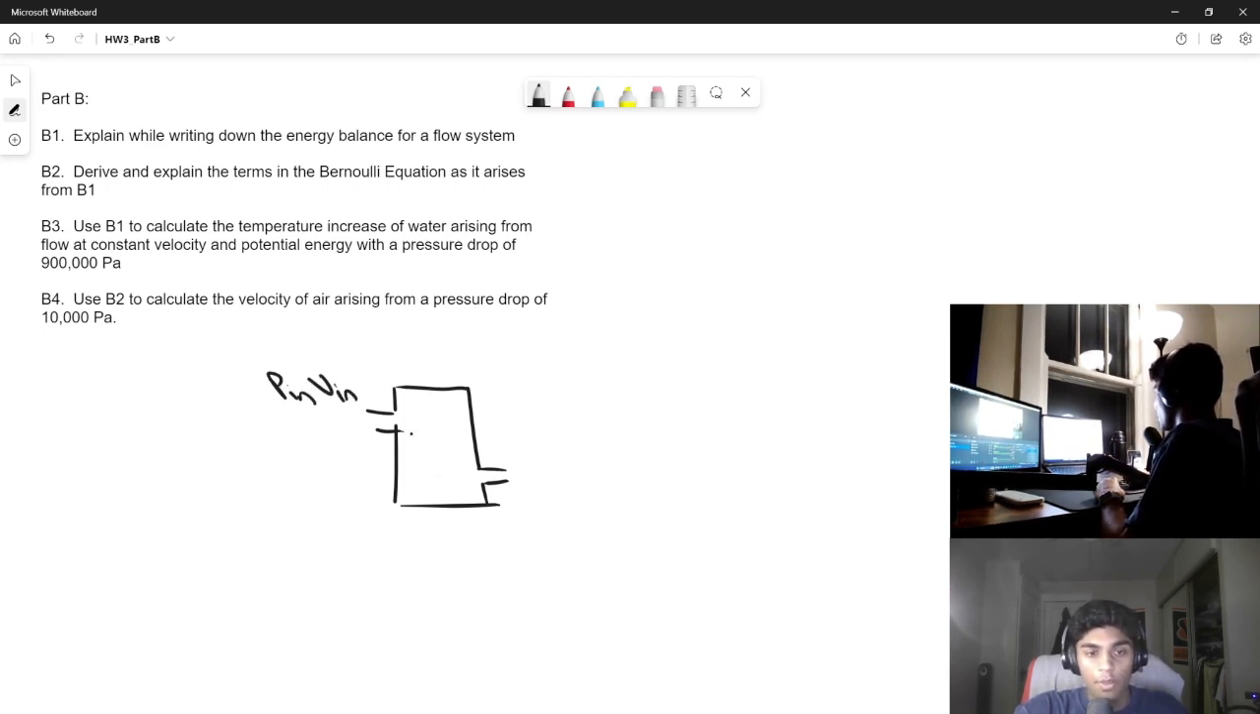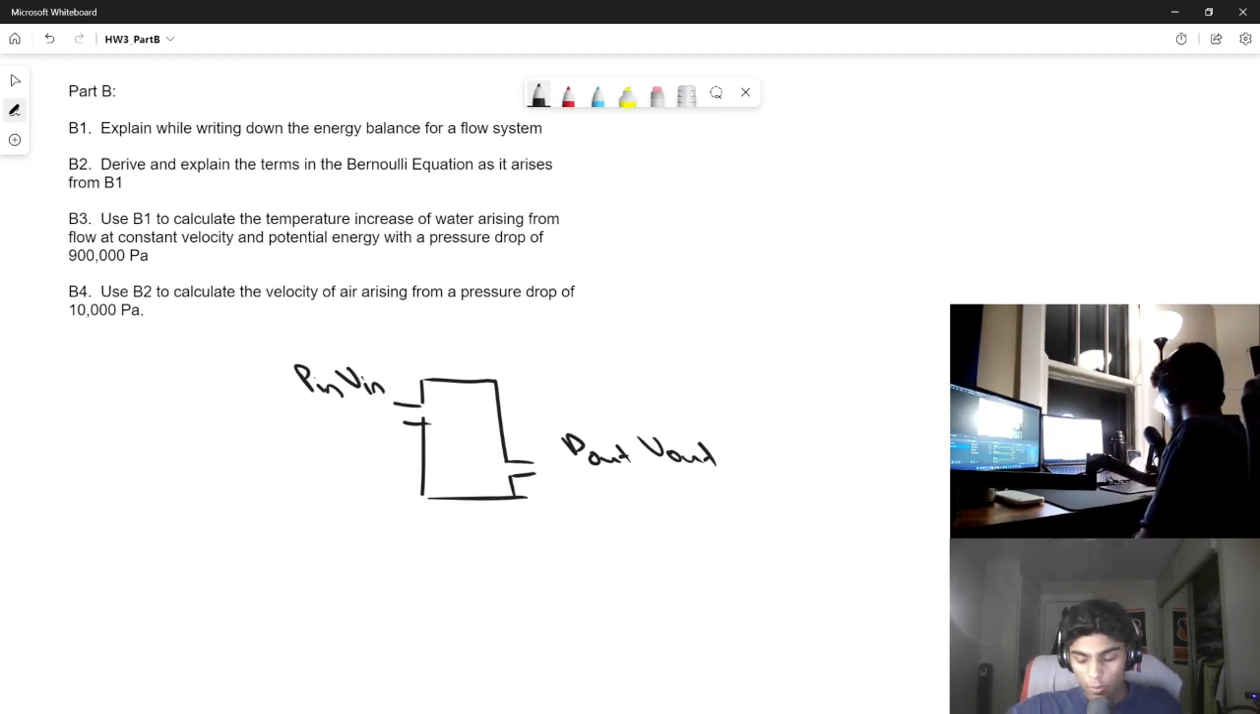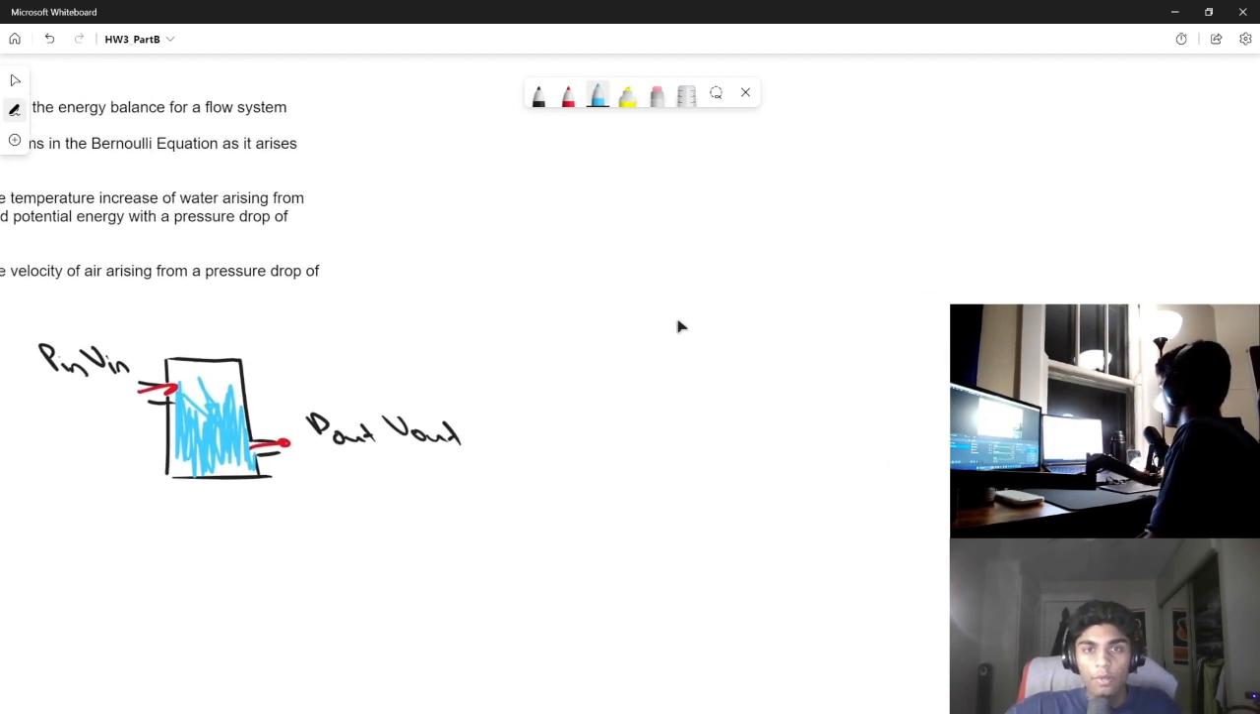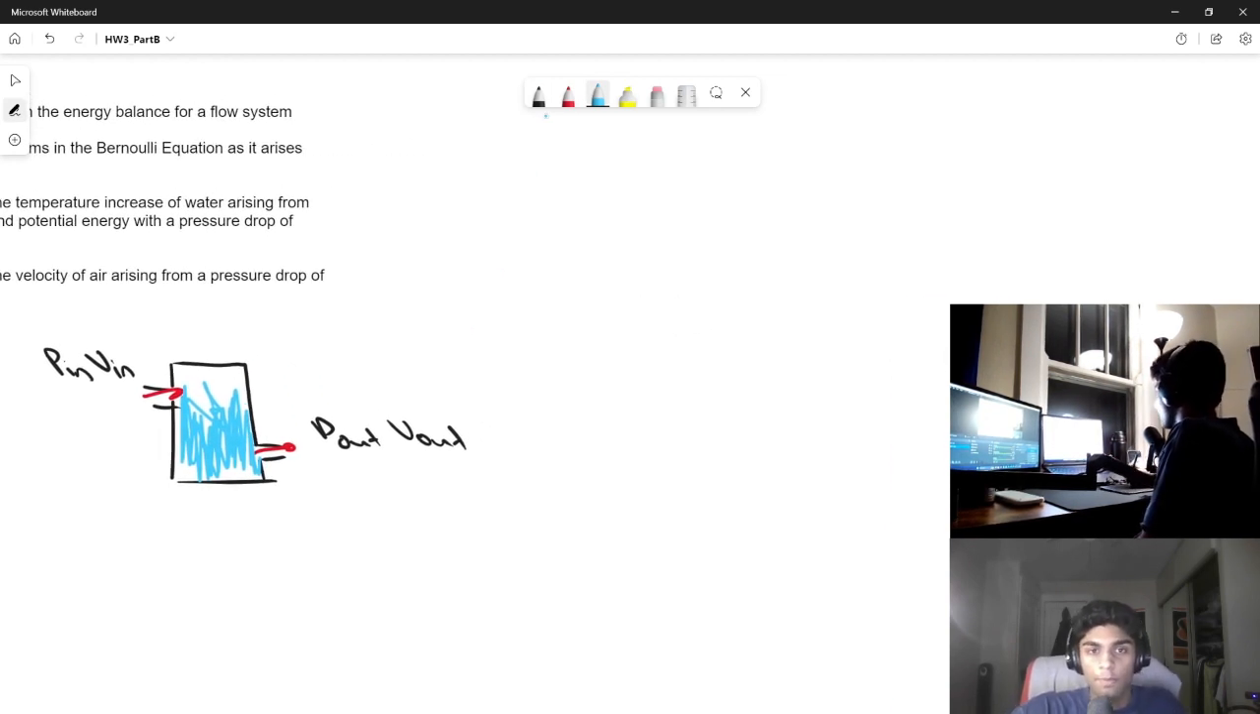So this is going to be P and V in. And we're going to have a pressure out and a volume out. So now we can kind of go ahead and define our system here. So we say that there is some amount of material flowing in, some amount of material flowing out. We have some amount of material in our system. And so we can go ahead and try and write an energy balance for this, right?